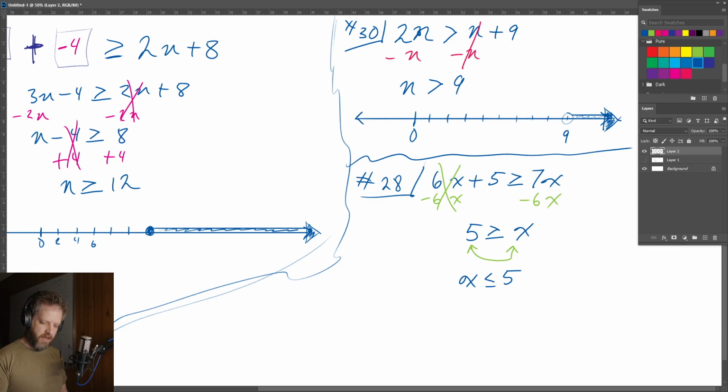Okay. And then we draw our number line. We put our 0. We count 1, 2, 3, 4, 5. We put a 5. Put a filled in circle, shade to the left.